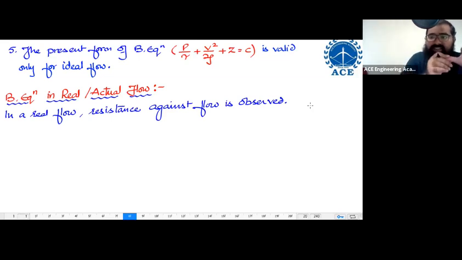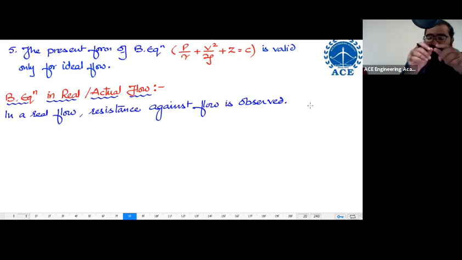These resistances can be by virtue of friction in a flow. They can be by virtue of eddies in a flow. We will study something called eddies later on. Eddies also will create some resistances. Something called reversal of flow, or eddies, will create some resistances.